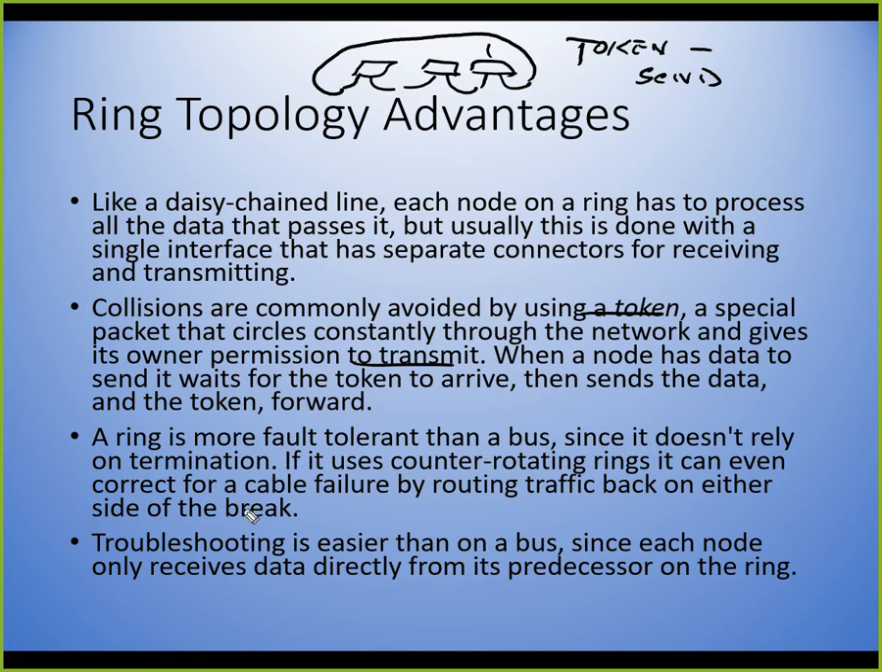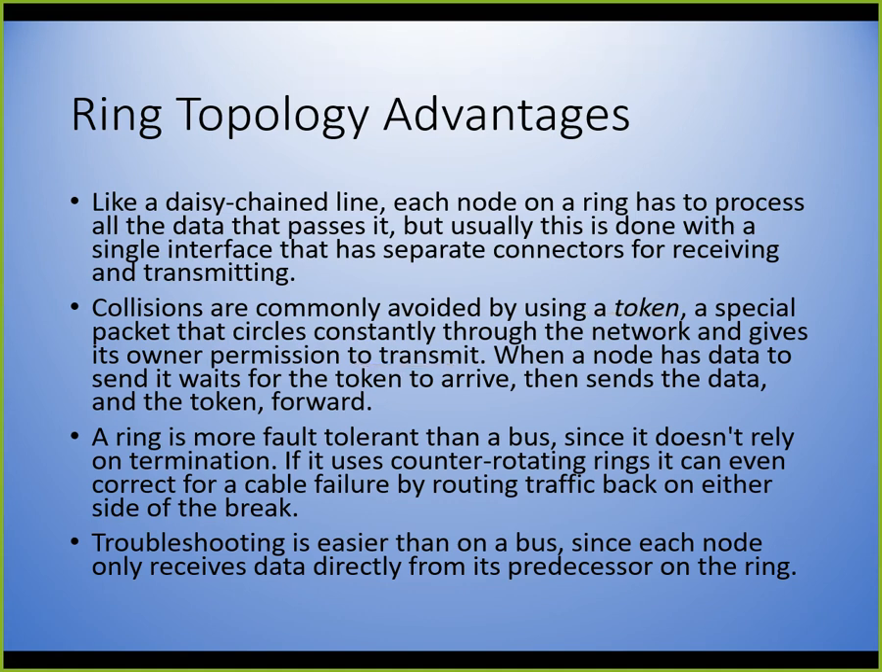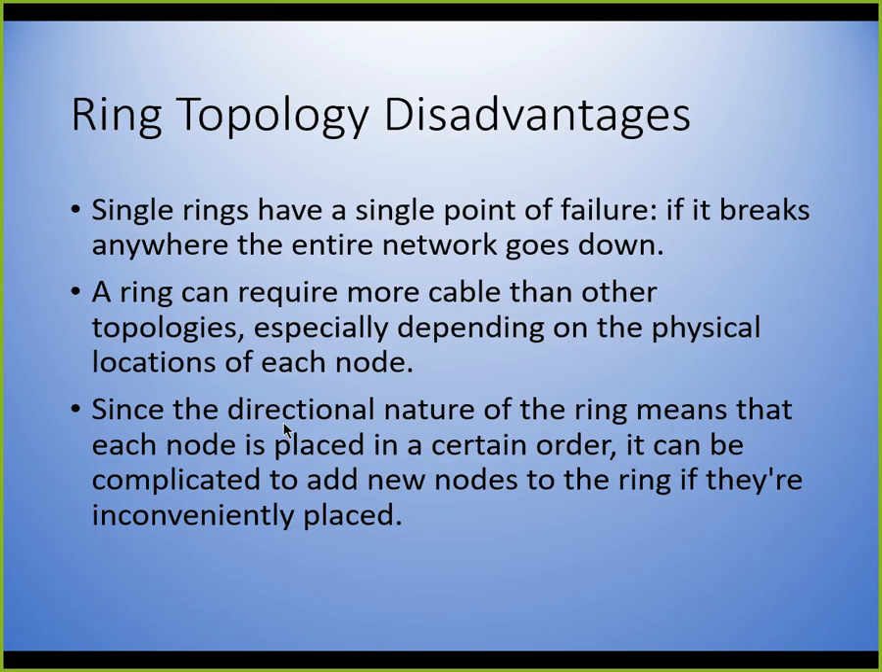It's more fault tolerant than a bus since it doesn't rely on terminations. It doesn't rely on carrier sense multiple access and collision detection. We're not going to have collisions in this thing. Counter-rotating rings can correct for cable failure when we do that. It's easier than on the bus because these connectors listen for their nearest upstream neighbor. And if they don't get data sent from the nearest upstream neighbor, because it's in continuous motion, it'll report that there's a problem in the network.